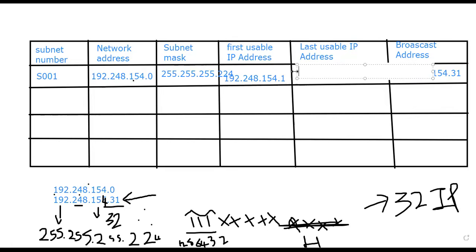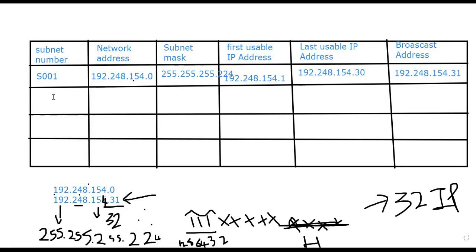And what's going to be the last usable IP address? The last usable IP address is going to be 192.248.154.30, because the broadcast address you can't use, since it cannot be allocated for a host. Okay, we are done with that.